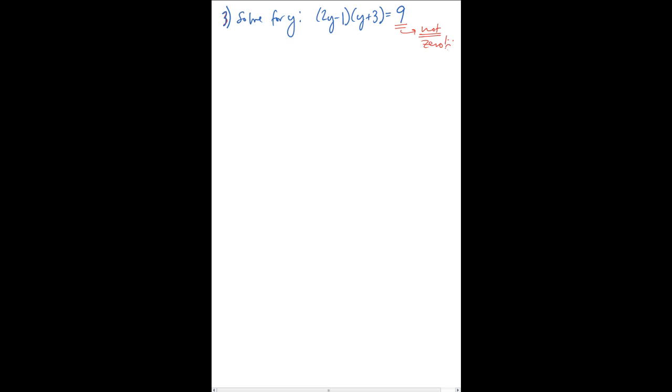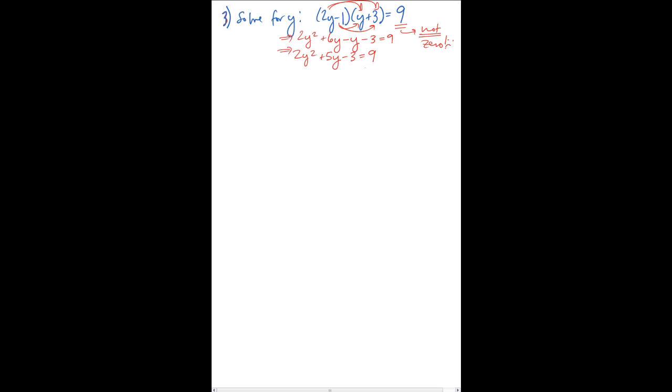Well, we can multiply everything out on the right, and then we can move everything over to the left so that we get 0. So we need to go ahead and do that. 2y times y is 2y squared. 2y times 3 is 6y. Negative 1 times y is minus y. Negative 1 times 3 is minus 3. So if we put all that together, we get 2y squared. And don't forget the equals 9 on the other end. Plus 6y minus y is plus 5y. Minus 3 equals 9.